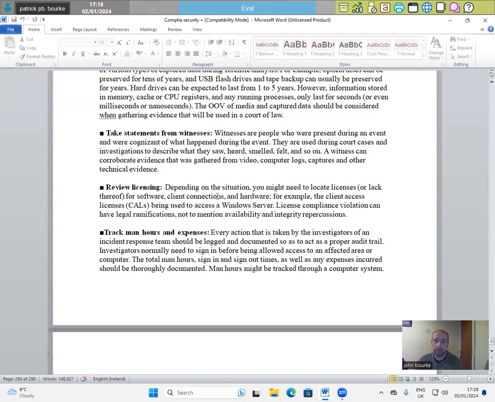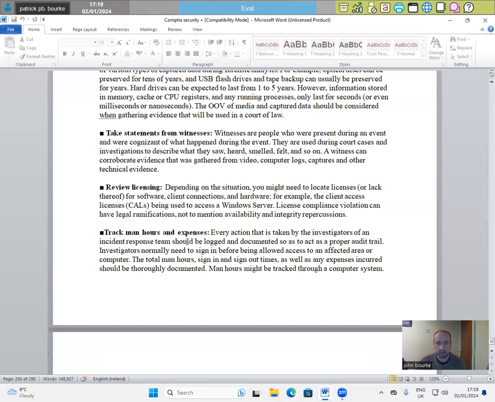Review licensing. Depending on the situation, you might need to locate licenses or lack thereof for software, client connections, and hardware. For example, the client access license, CAL, being used to access a Windows Server. A licensing compliance violation can have legal ramifications, not to mention availability and integrity repercussions.